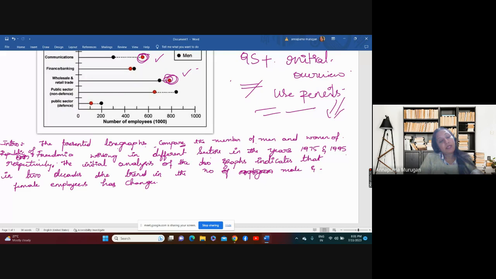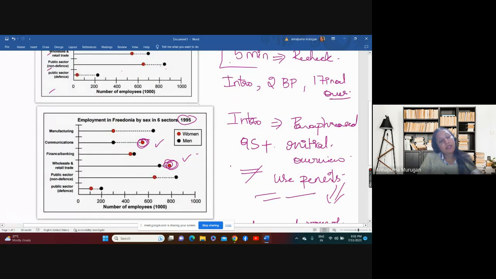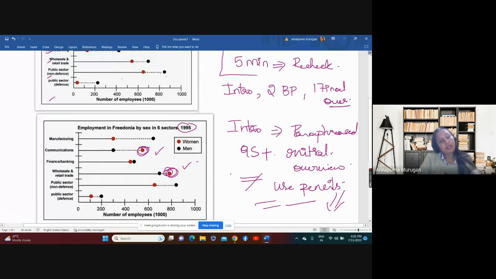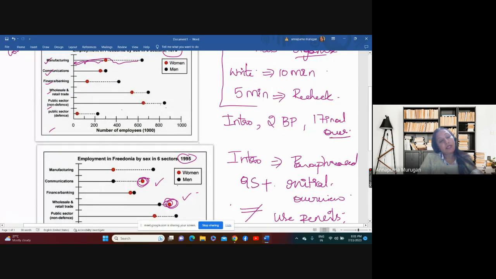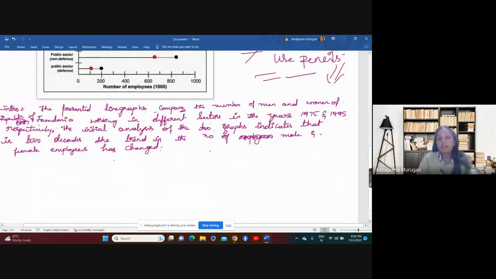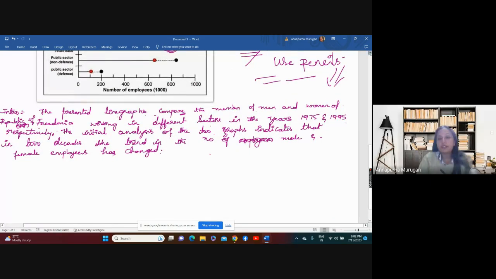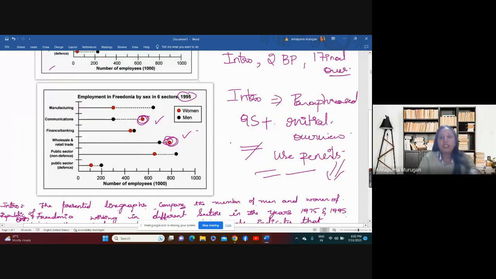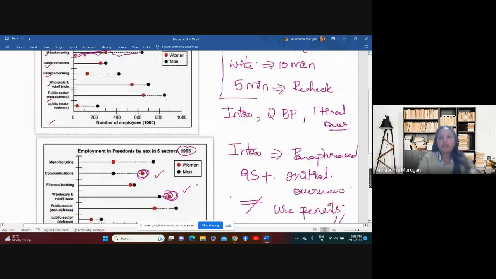See, I'm not going very specific, because if I put any idea specifically, then I cannot repeat that idea in your body paragraph, because we need to say it only once. So I'm giving an overall, initial overview. The trend in the number of male and female employees has changed here, isn't it? So everyone got the introduction, how you need to write? And I have used 2 decades. Why? Because between 1975 and 1995, how many years do we have? 20 years. Why write 20 years? I can write 2 decades.